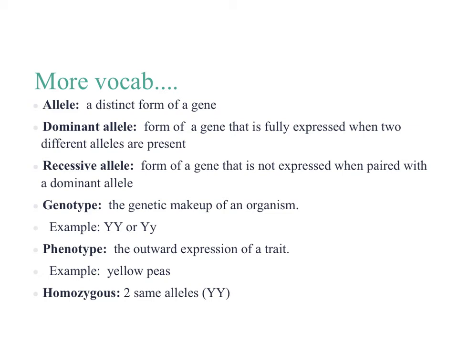Before we continue with Mendel, I want to take a pause and just go over some vocab words. Some of these are words that I talked about in the past couple slides, and some are going to be new vocab words that I'm going to talk about in the next few slides. So the first word I want to talk about is an allele. An allele is a distinct form of a gene. So if we go back to the pea pod example, that would be either yellow or green.